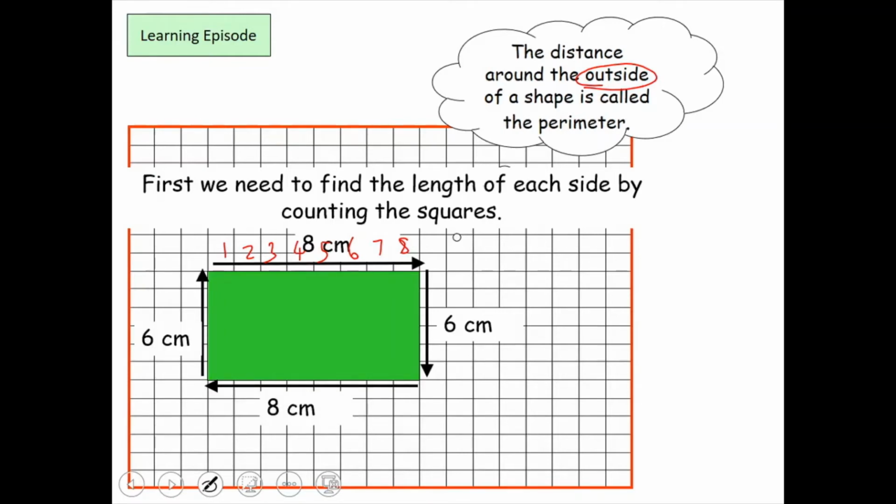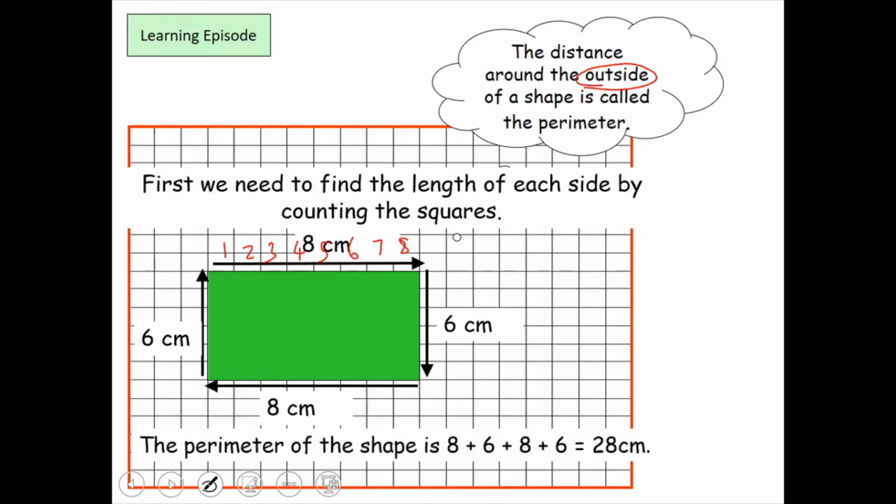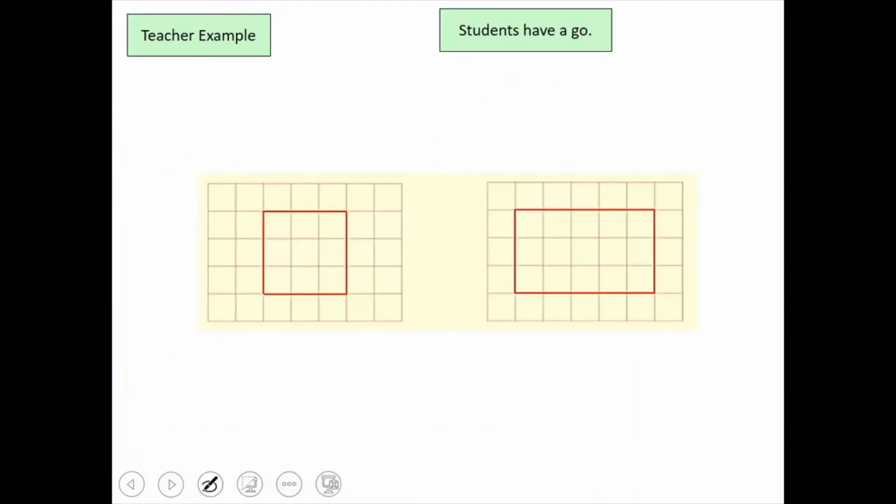So now to find out the perimeter, we need to total all these values. So we need to add them up. So what we're going to do is 8 add 6, add 8 plus another 6, and the answer is going to be 28 centimeters. Right, so now we're going to look at another example. I'm going to be doing the first one and then I want you to pause the video and have a go at the second one.